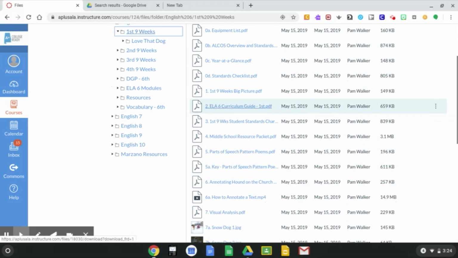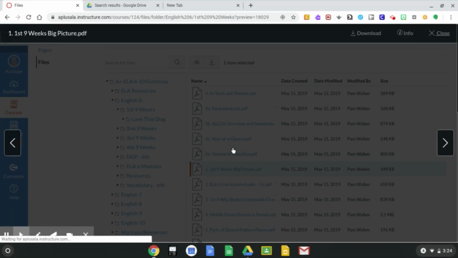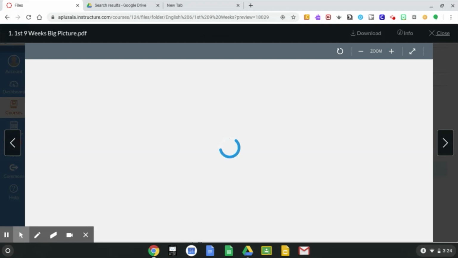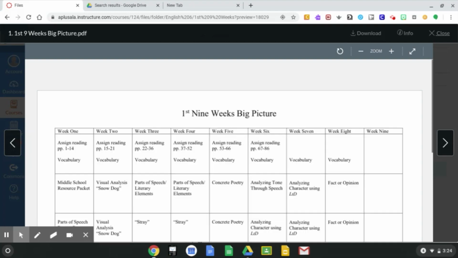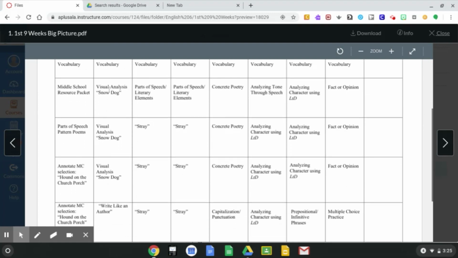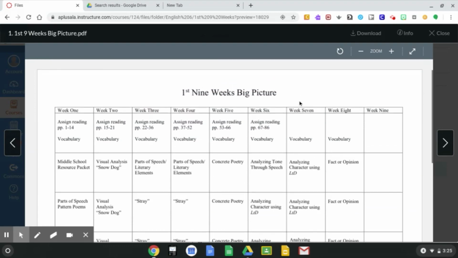But before we look at the visual analysis lesson, I wanted to find it on the big picture for the first 9 weeks. So let's open that up to see how many days have been allotted for you to teach the lesson. I like to hang the big picture in the classroom for the students to see, just to get a good visual of what's to come and what they've accomplished. So if you look on week 2, you'll see visual analysis is a lesson. We have allotted 1, 2, 3 days for you to teach this lesson.